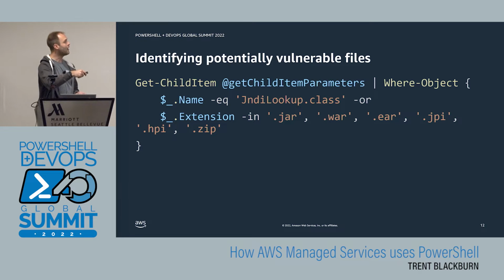So what we've done is run GetChildItem with the parameters that we specified, and then all of those results we're going to pipe to a Where-Object. And we're going to have two different conditions here. If the name of the file is this, then we already know that it's potentially vulnerable. If the extension is any of these, then we know that it is potentially vulnerable as well.